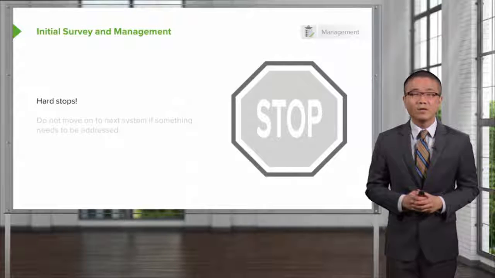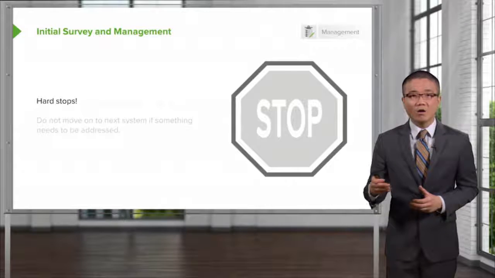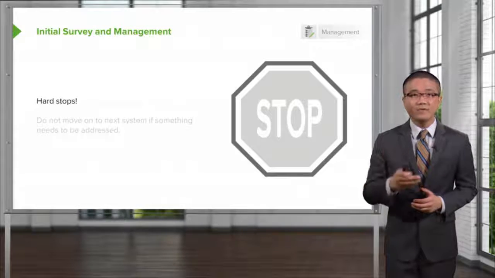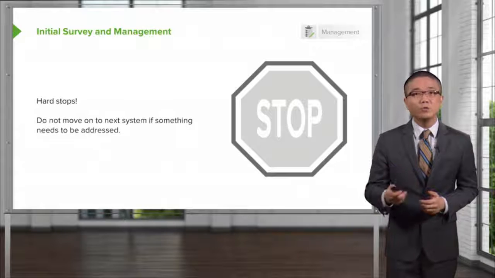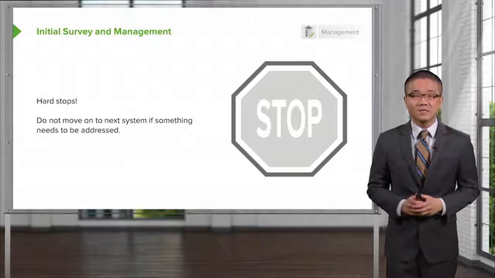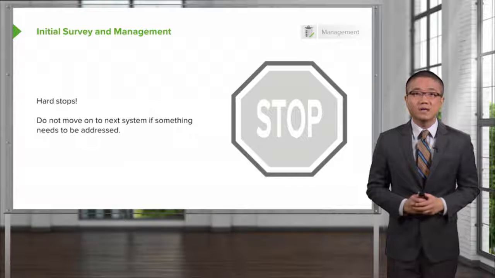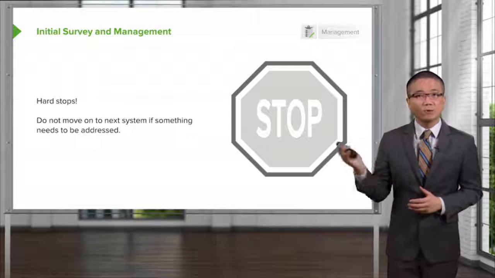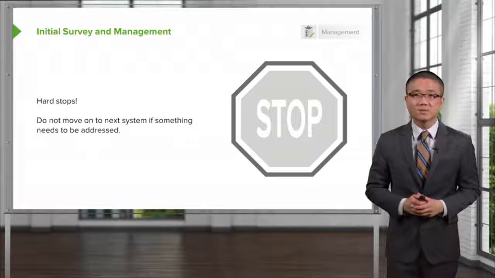Let's stop for a moment. In the initial survey and management, there are hard stops. At every step along the way, we don't move on to the next system if something needs to be addressed. For example, if the airway is not intact, one needs to obtain a definitive airway before moving on to the next step in sequence.